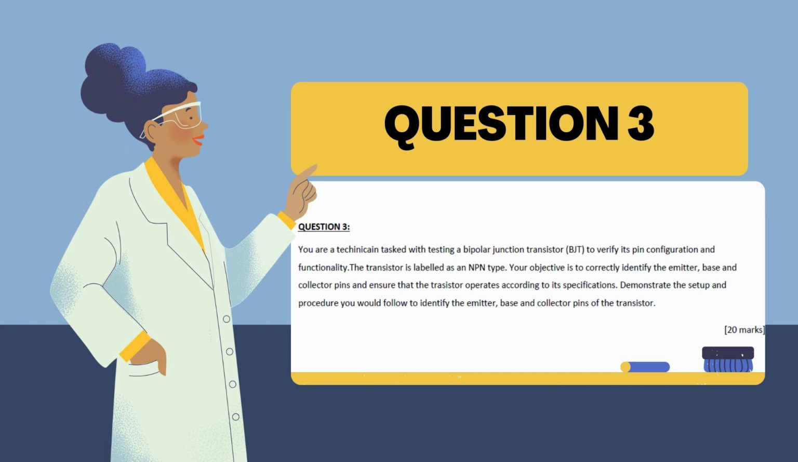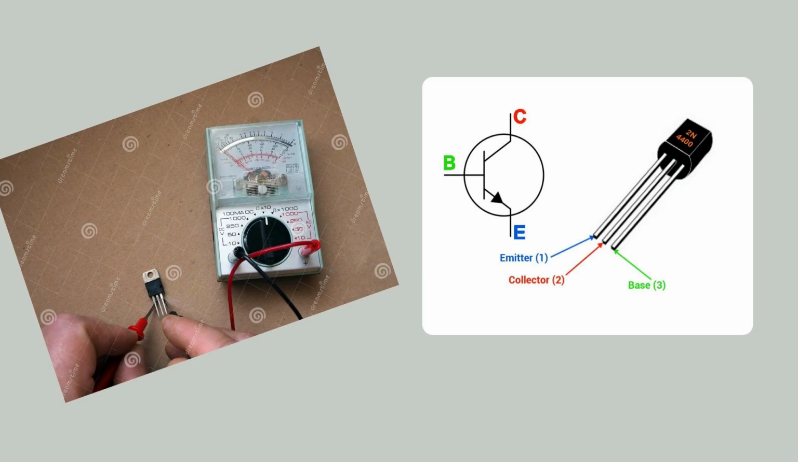The question is, you are a technician tasked with testing a bipolar junction transistor, BJT, to verify its pin configuration and functionality. The transistor is labeled as an NPN type. Your objective is to correctly identify the emitter, base and collector pins, and ensure that the transistor operates according to its specification. Demonstrate the setup and the procedure you will follow to identify the emitter, base and collector pins of the transistor.